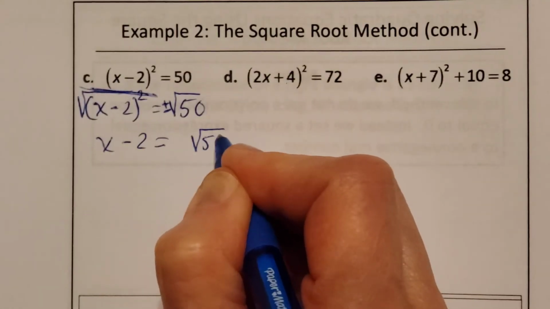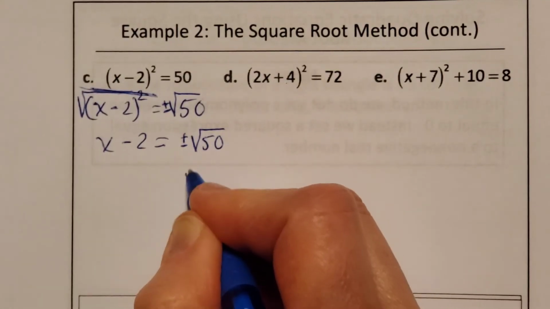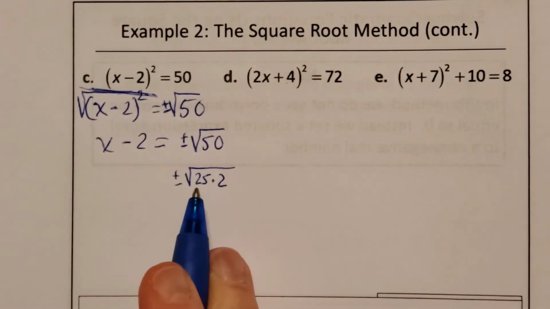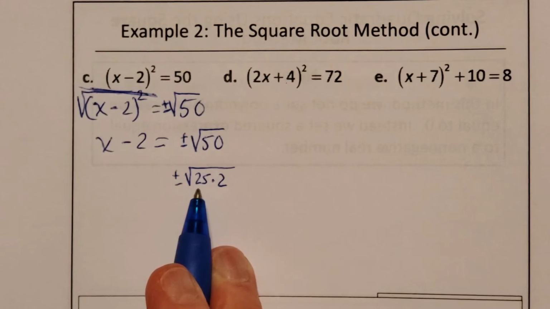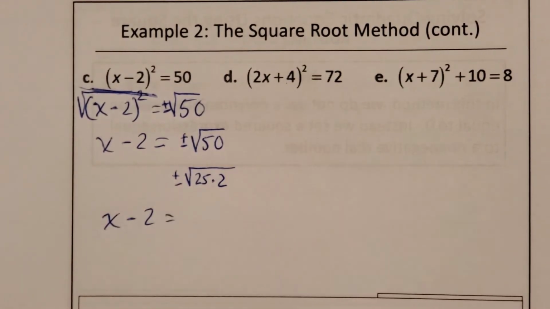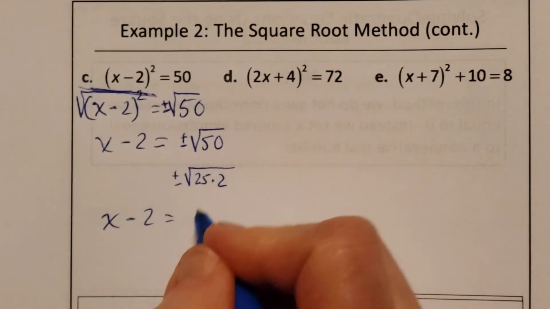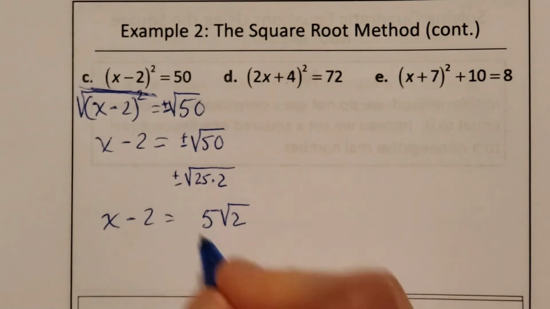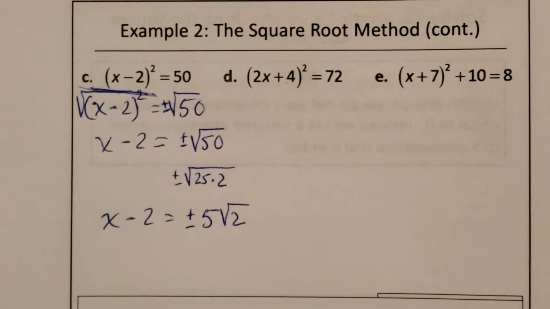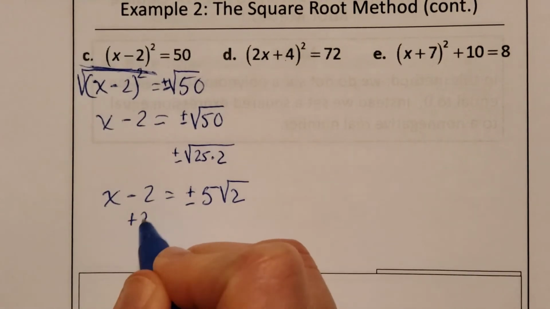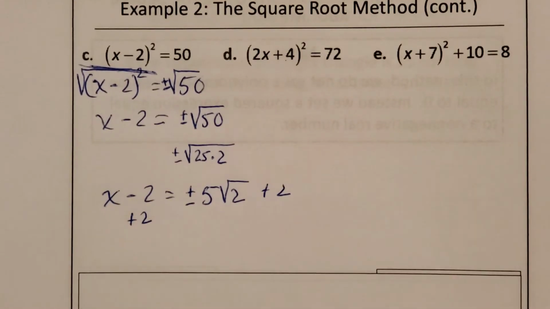Now this time, we can simplify 50, because 50 is 25 times 2, and 25 is a perfect square, right? So I haven't gotten rid of that 2 yet, but the square root of 25 is 5, and what's left under the radical is 2. So plus and minus 5 square roots of 2. So now I want x by itself, so I'm going to add 2 to both sides.